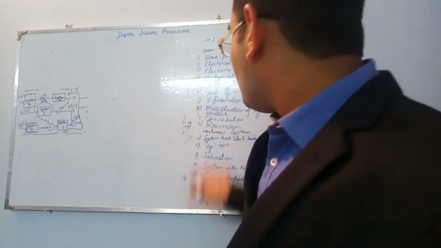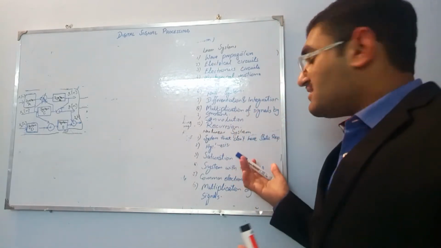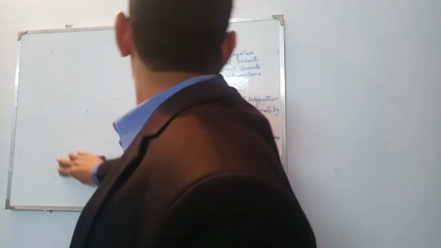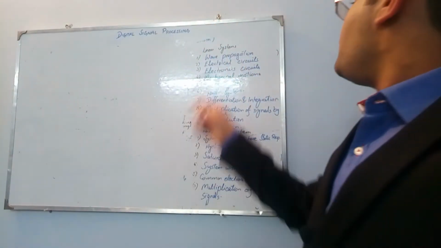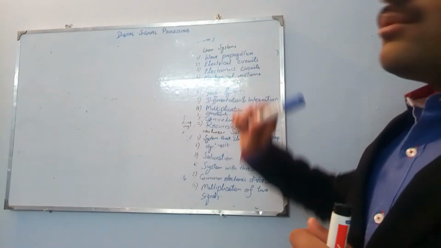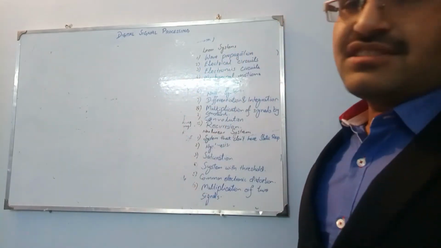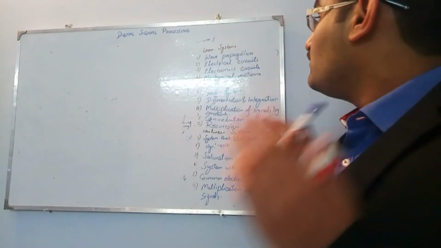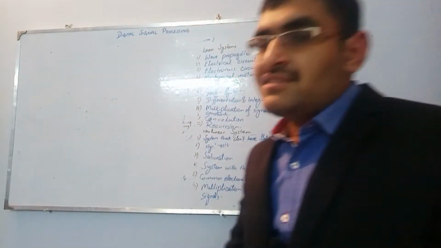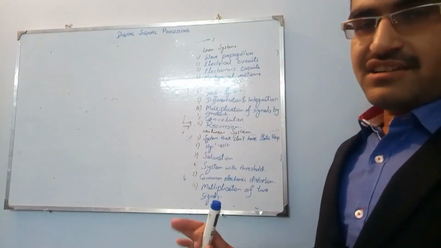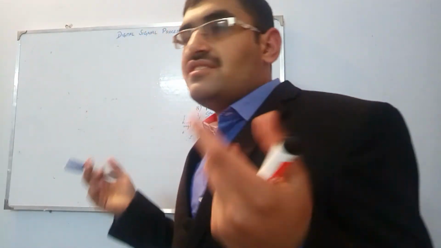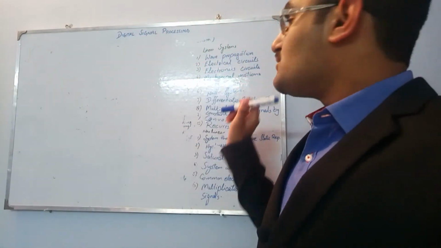I have some examples of linear and non-linear systems. Let me tell you. The first one is wave propagation. Wave propagation is a linear system because it follows linearity. It follows all the properties. Electrical circuits, such as those having resistors, capacitors, inductors, are also linear systems.